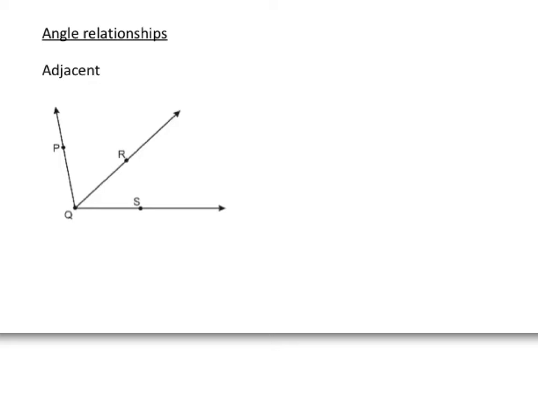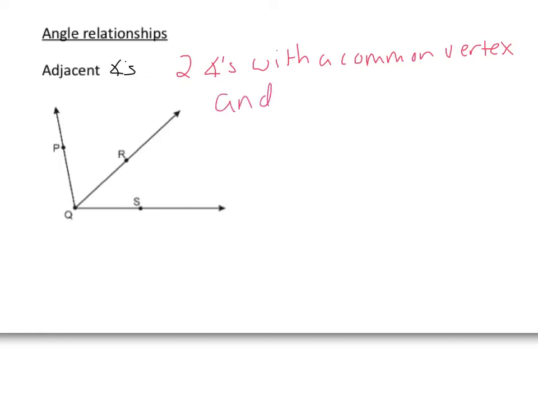Adjacent angles, put that symbol there. Adjacent angles are two angles, again notation, two angles with a common vertex and a shared side. And we must make one little comment here that they are non-overlapping.